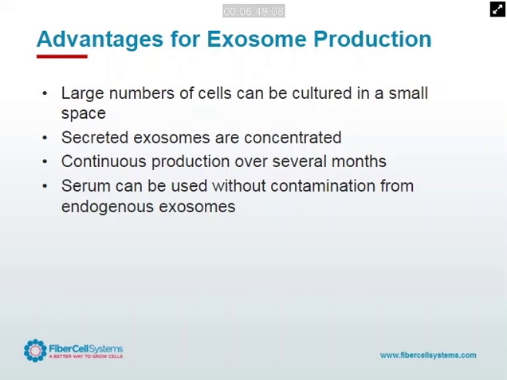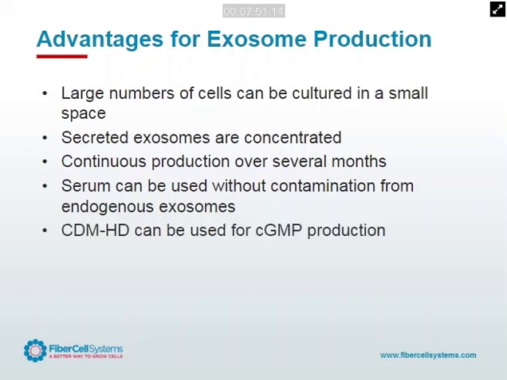That's still a work in progress. But CDMHD has been used successfully with BHK, CHO, 293, hybridomas, primary cancer cells, and cardiac spheroids. If we can get the cells up to high density, we seem to be able to adapt them over to CDMHD. And CDMHD is going to be validated for cGMP production of exosomes.